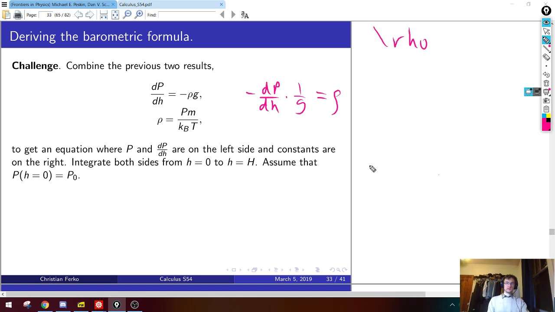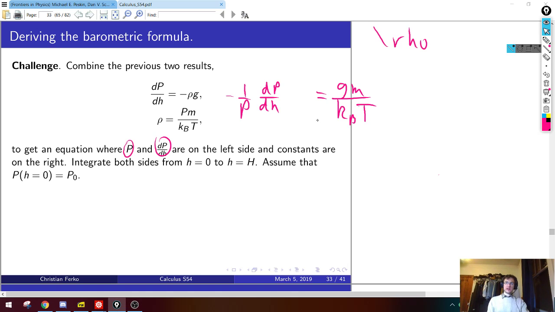So the thing on the left is equal to PM over KBT, and we want to move the P to the left side somehow, so let's multiply each side by 1 over P. The left side has a 1 over P now, and I want to get constants on the right. So now let's multiply each side by G. Okay, looks good. So now the left side has P and dP/dH, and the right side has all constants.